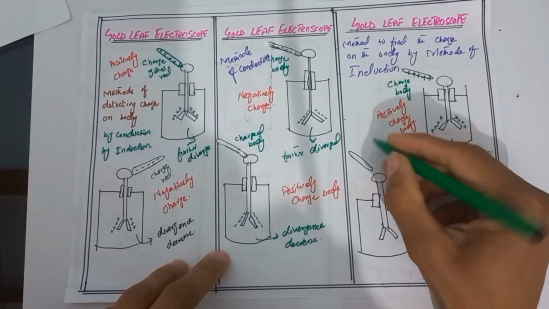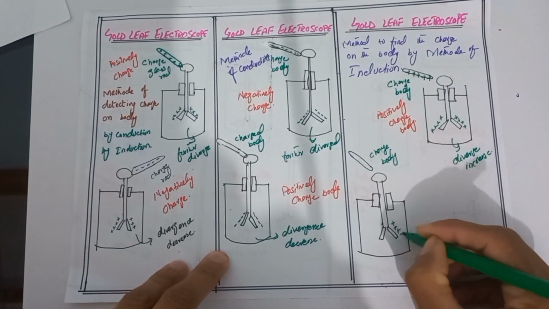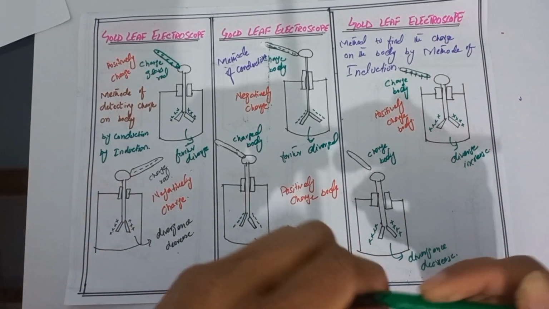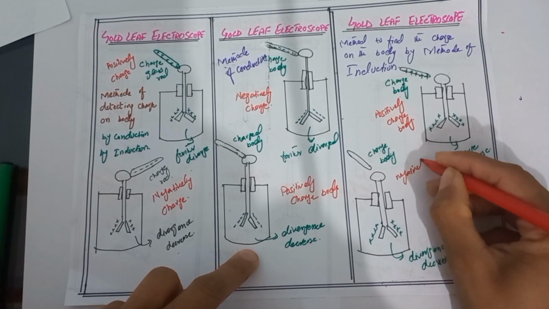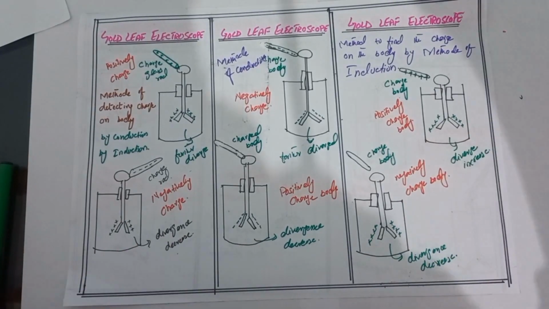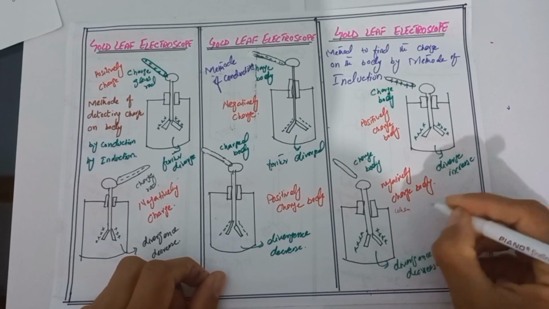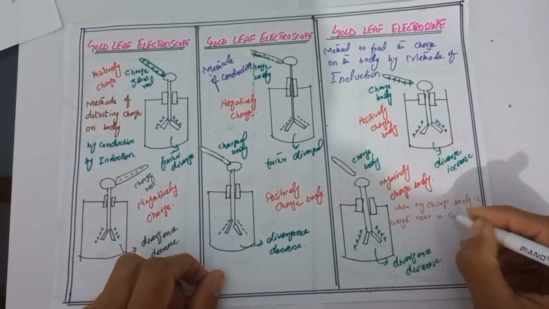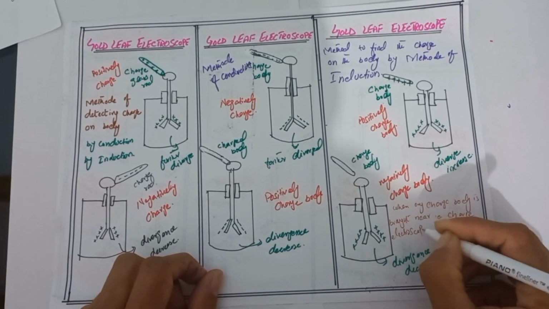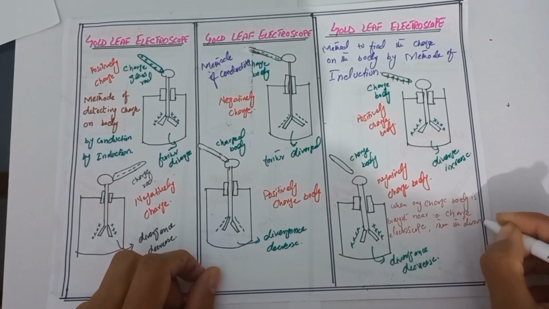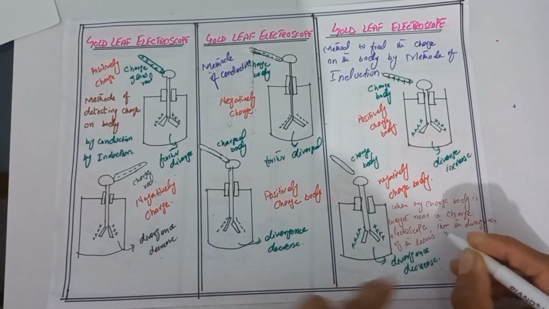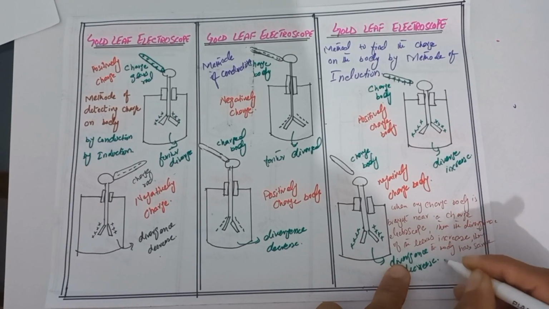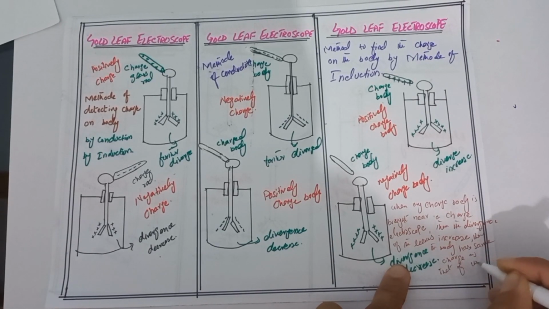Now when you bring a charged body near this positively charged electroscope, and the divergence decreases, this shows that the charged body is negatively charged. So what we learn from this experiment is that when a charged body is brought near a charged electroscope and the divergence of the leaves increases, then the body has the same charge as that of the electroscope.